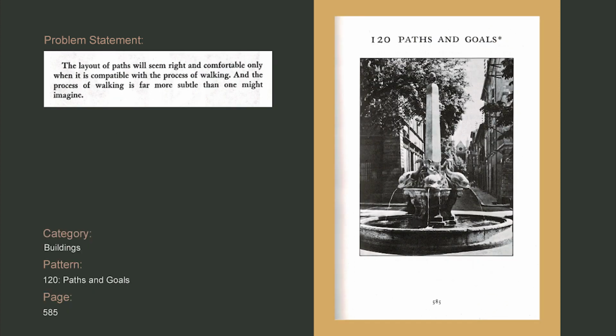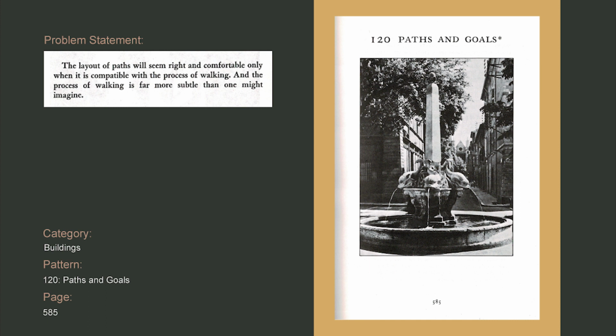For the buildings example, we're looking at paths and goals. Its problem statement is this. The layout of paths will seem right and comfortable only when it is compatible with the process of walking, and the process of walking is far more subtle than one might imagine.